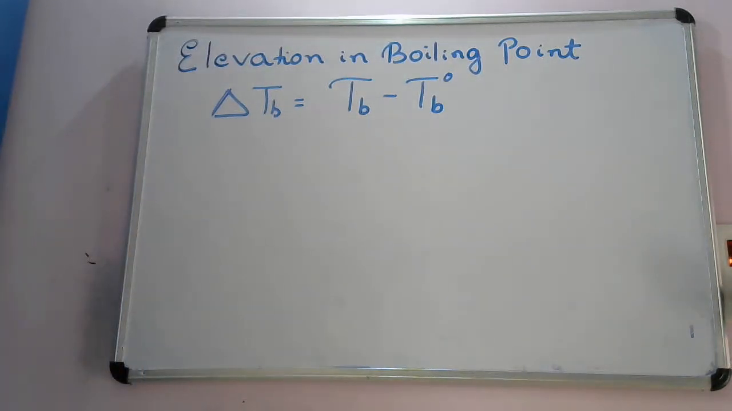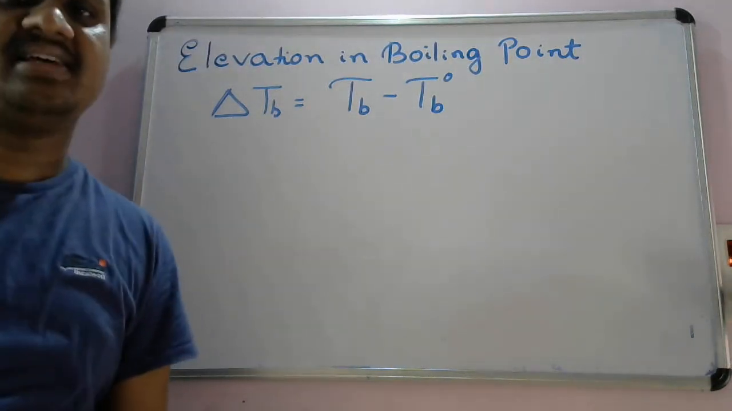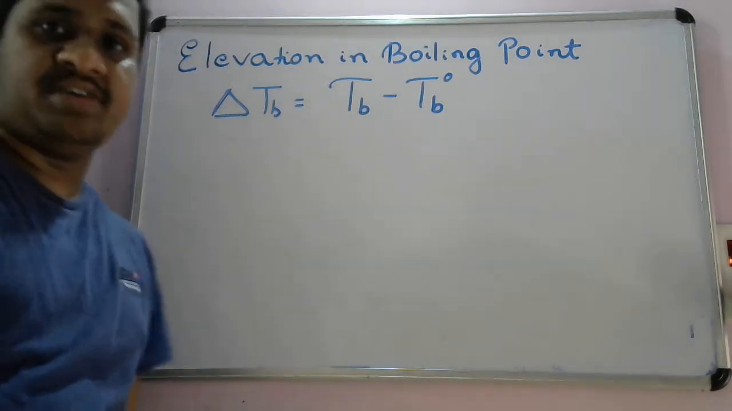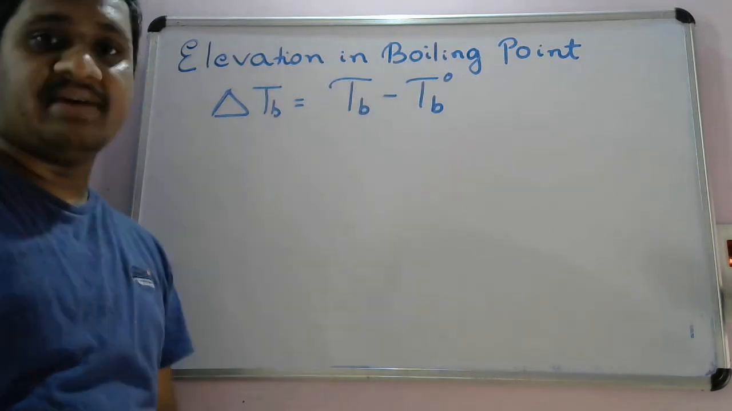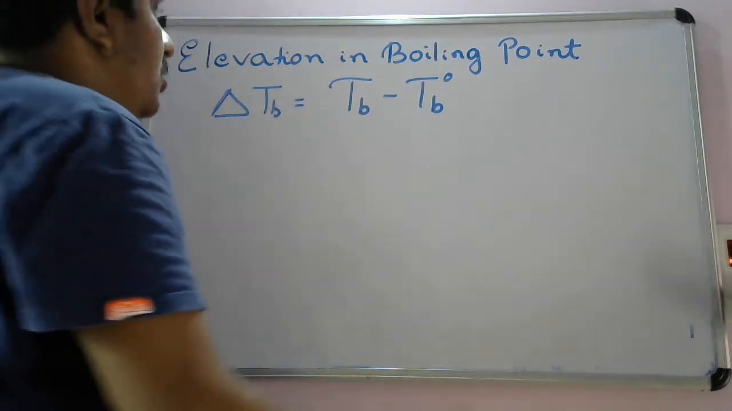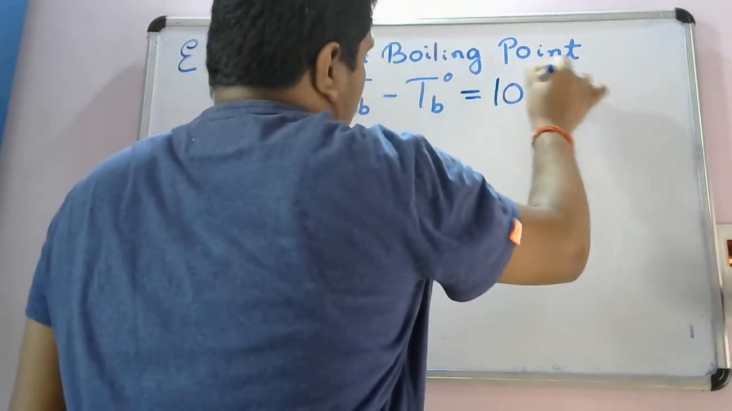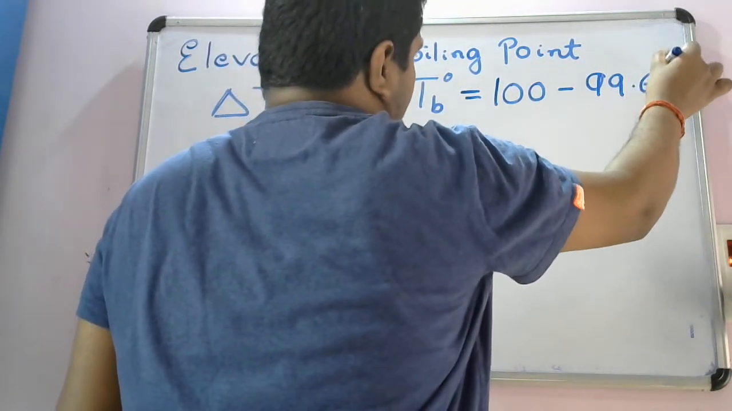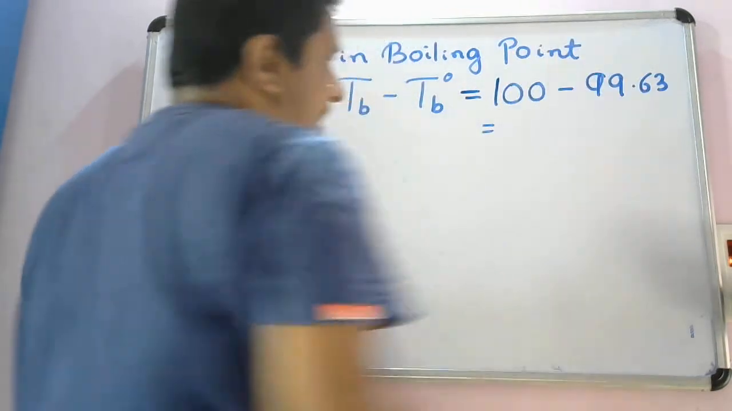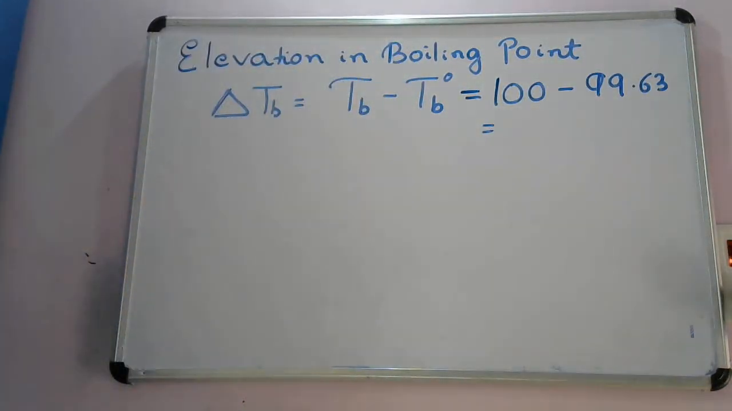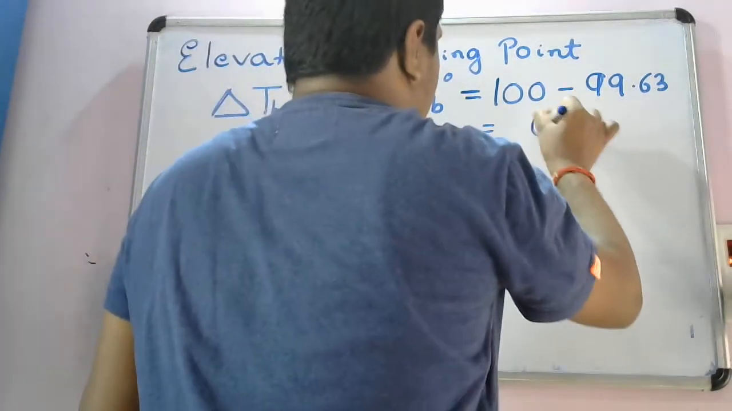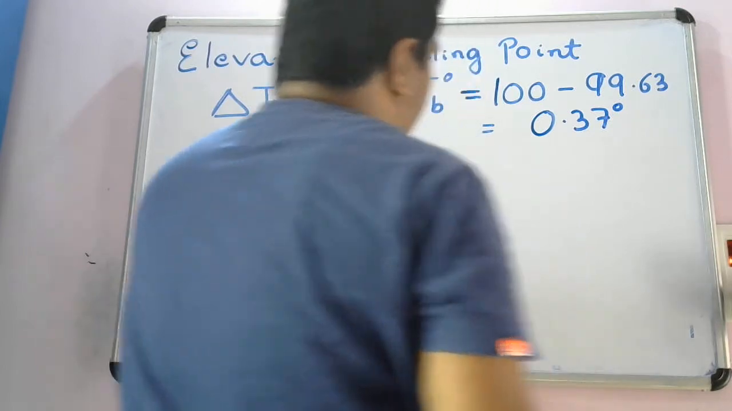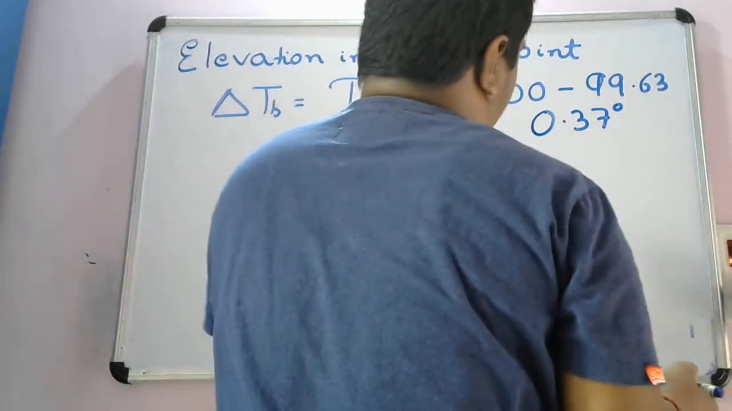Okay, the boiling point of solution is always higher than that of pure solvent. So delta TB can be determined by the difference. So solution is 100 degrees Celsius, pure solvent is 99.6 degrees Celsius, and after taking the difference you will obtain 0.37 degree. Okay, the difference is 0.37 degree.